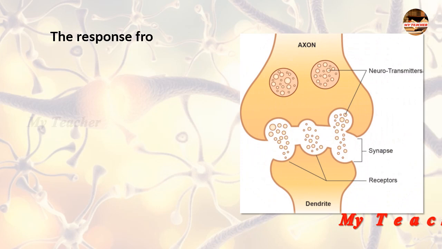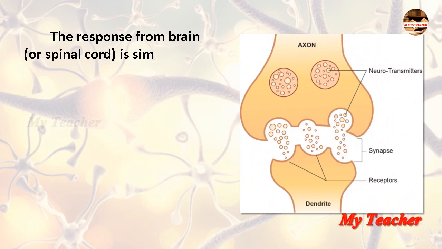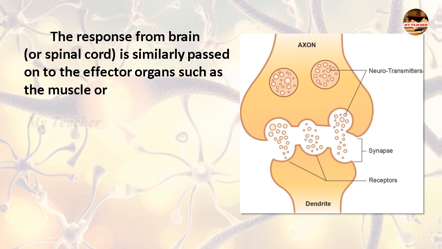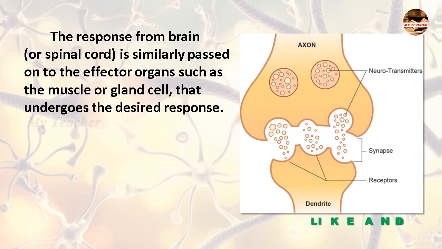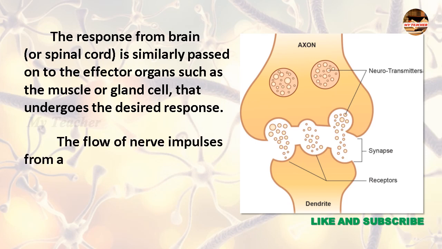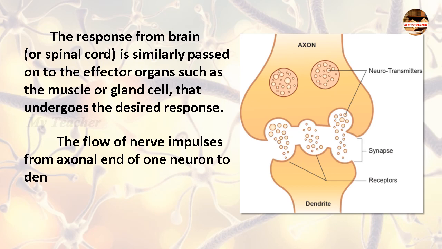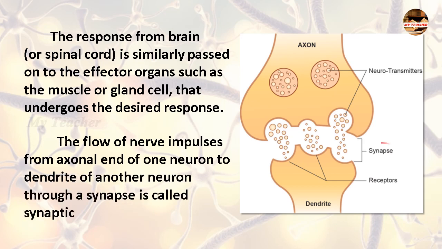The response from brain or spinal cord is similarly passed on to the effector organ such as the muscle or gland cell that undergoes the desired response. The flow of nerve impulses from axonal end of one neuron to dendrite of another neuron through a synapse is called synaptic transmission.